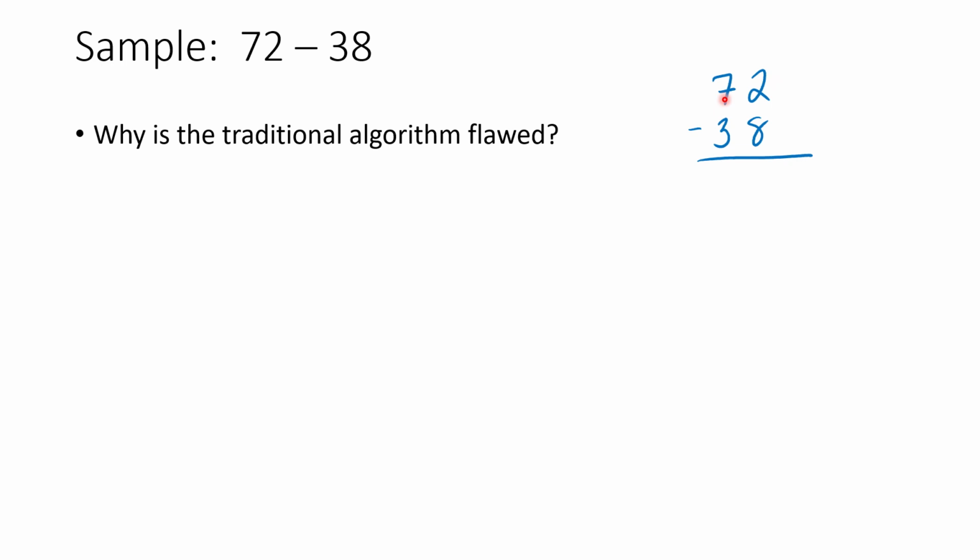And so then we go through this process of borrowing where we go to the 7 and we cross that out. We make that a 6, and then we add a little 1 right there, and we turn that 2 into a 12. And now we can do 12 minus 8, and that we're okay with. So 12 minus 8 is 4, and then we move over to the tens digit, and now instead of a 7, we have a 6. So we would say 6 minus 3 is 3, and we would arrive at the answer 34.